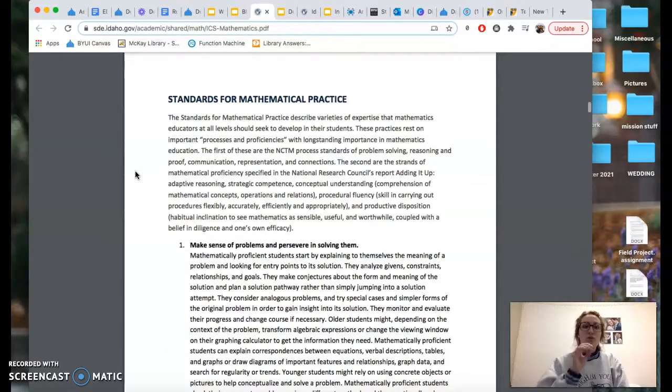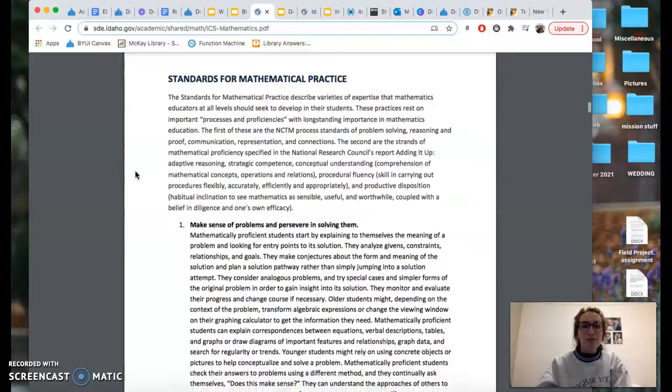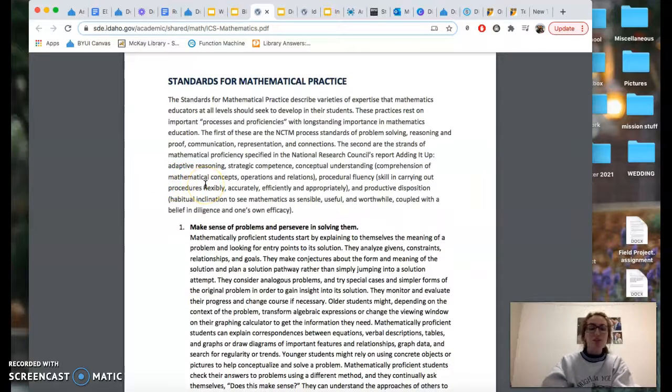And then they go into kind of an overview of the very broad standards that they want the students to be able to learn. For example, it says make sense of problems and persevere in solving them. Later within the standards, they talk about specific things that they want the students to be able to do that will accomplish this standard of making sense of problems.